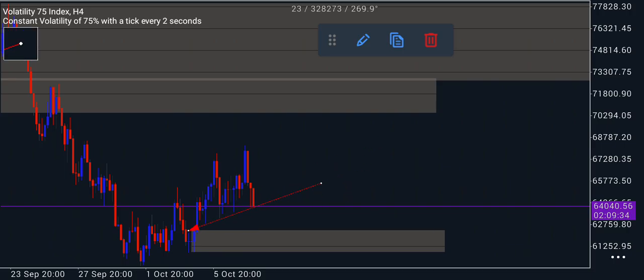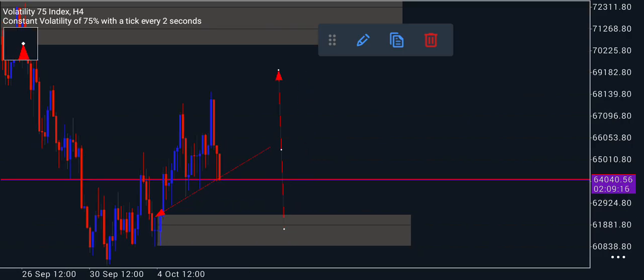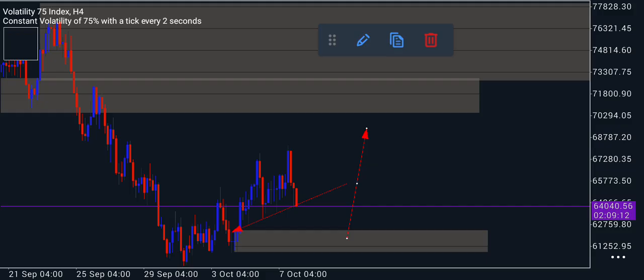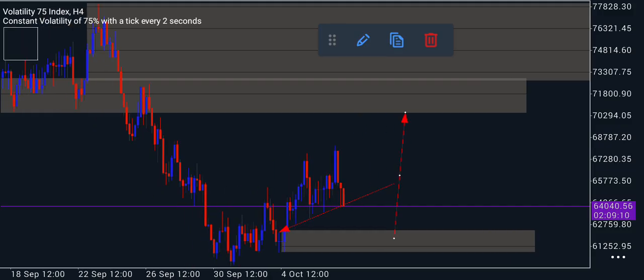You can see this is a trend line. This is a trend line liquidity. The market can decide to just grab this, tap to this zone, and then move to the upside. The market can just tap the zone and then move to the upside. So that is about Volatility 75.